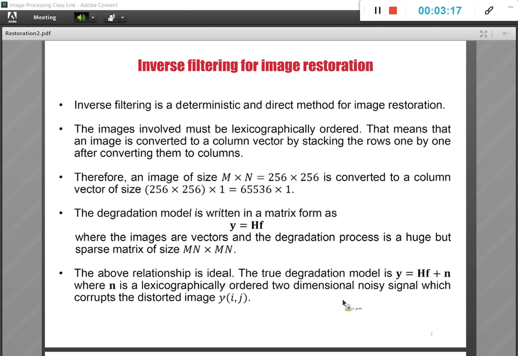The above relationship is ideal, but the true degradation model is y equals Hf plus n, in the existence of noise, where n is a lexicographically ordered two-dimensional noisy signal which corrupts the distorted or blurred image y. f is the input image, distorted in this system and tending to y, but by adding n we have another degradation on y.